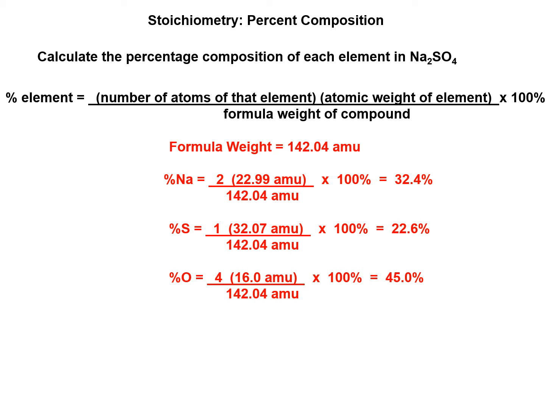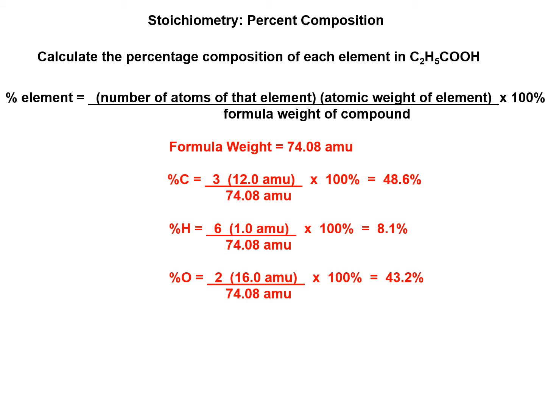Here we have sodium sulfate, atomic mass unit of 142.07. We take 2 times 22.99 divided by 142.07 times 100, and we get 32.4%. We look at the sulfurs. We have 1 sulfur, times the atomic weight of sulfur, 32.07, divided by the formula weight of 142.04 times 100 equals 22.6%. And we look at oxygen. We have 4 oxygens, 4 times 16 atomic mass units divided by 142.04 atomic weight, or formula weight, times 100% equals 45%. Again, we add this up and we get 100. 32.4 plus 22.6 plus 45 is 100.